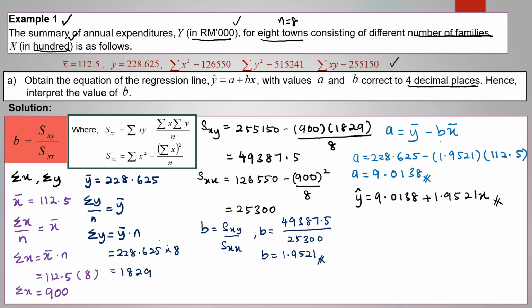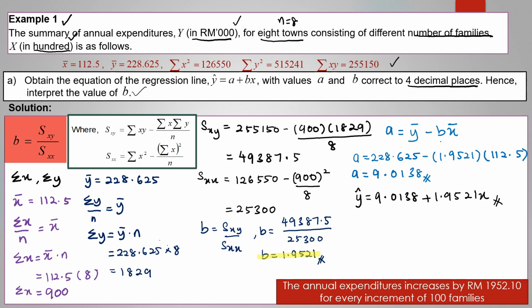Please don't forget you need to interpret the value of B. So here, as you can see, the value of B is equals to 1.9521. The value of B is positive. So we would say that the annual expenditures increases by RM 1,952 ringgit and 10 cents for every increment of 100 families.